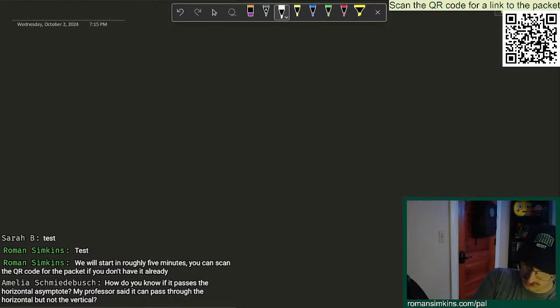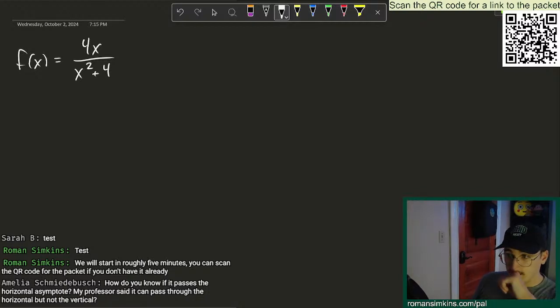The next function we're going to do is f of x equals 4x over x squared plus 4. Okay, so how does this work, right? We are going to need to go down that list and find a whole bunch of bits of information, right? And so let's start doing that.